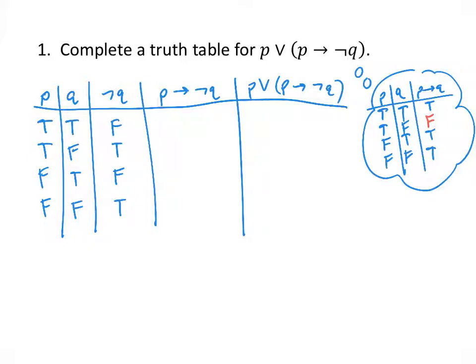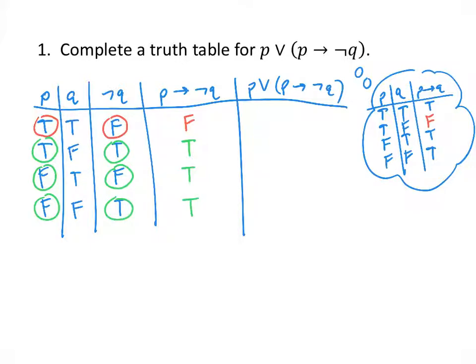For P implies not Q, we're looking at this and saying, okay, P is true, not Q is false, and remember true implies false, that's the only time that we get a false out of our implication. In the next row we have true implies true, which is true, we have false implies false, which is true, and we have false implies true, which is true.